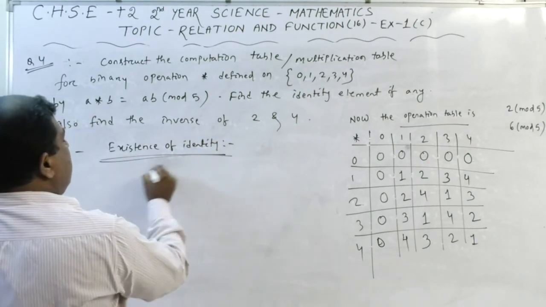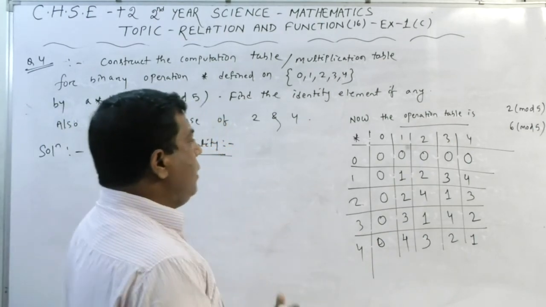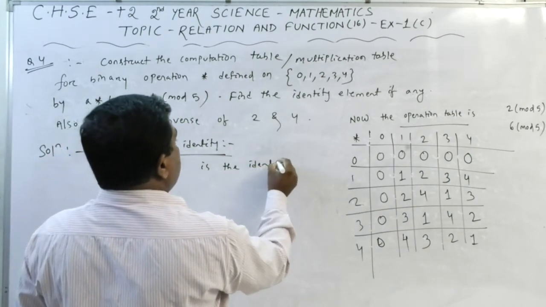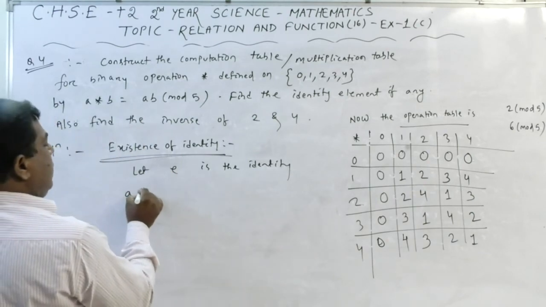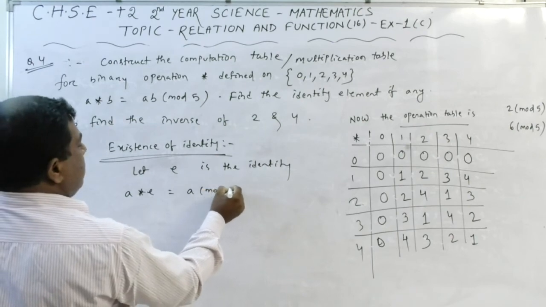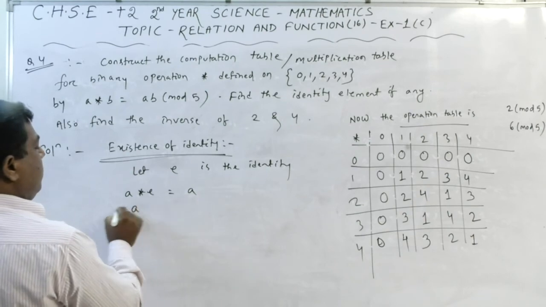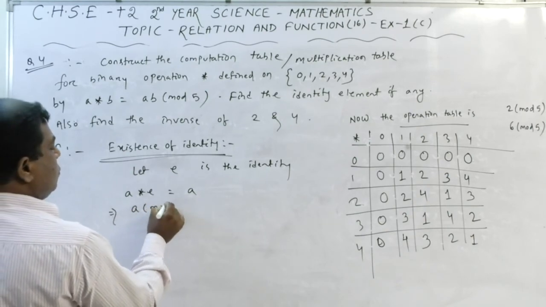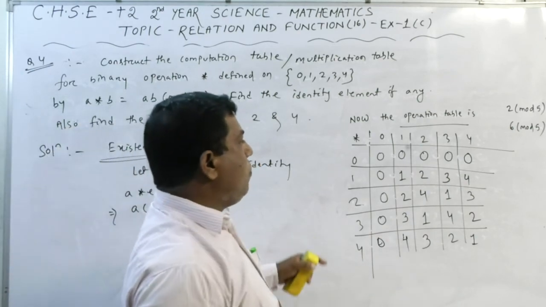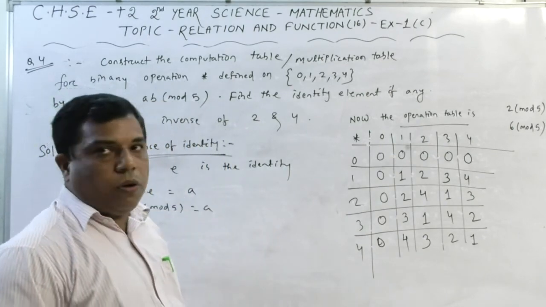Okay, my dear students, we are going to read it again. Let E be the identity. And what is A star E? A star E equal to A modulo 5. It should be A. But it is A modulo 5, should be equal to A. So what should be the value with which it is operated so that the result is the same? Okay, it is going to be corrected.